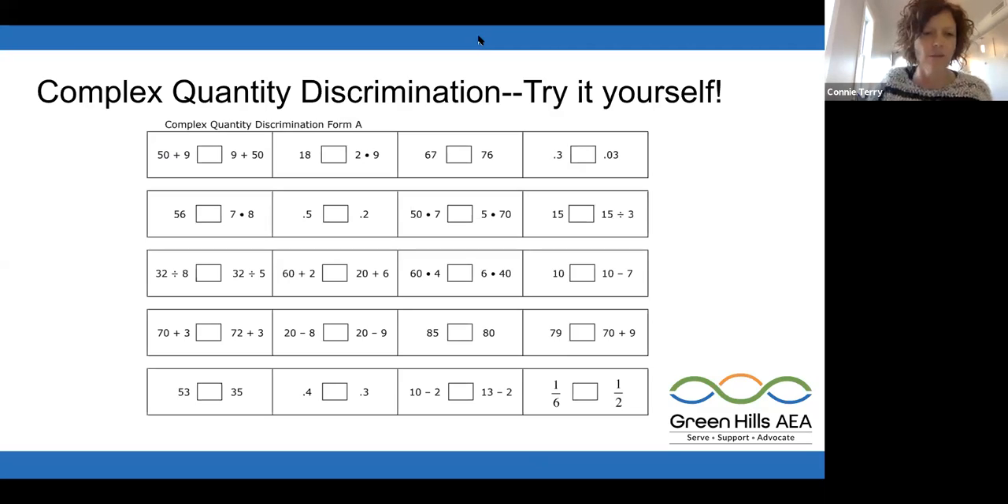Okay, I don't see any questions in the chat. Somebody has to wonder, what if my kids don't know the greater than or less than symbol? And what I can tell you is that I've talked to the researcher about that question in particular.